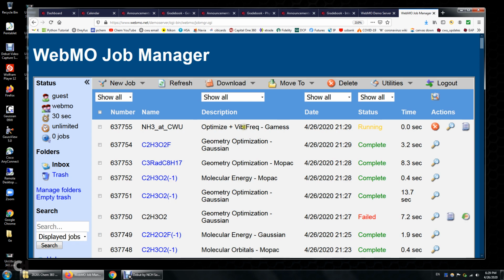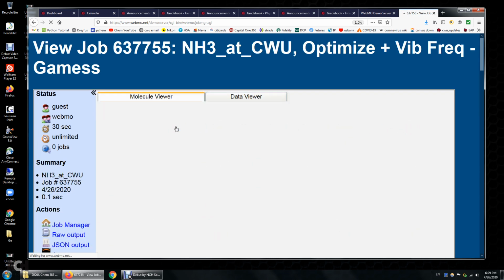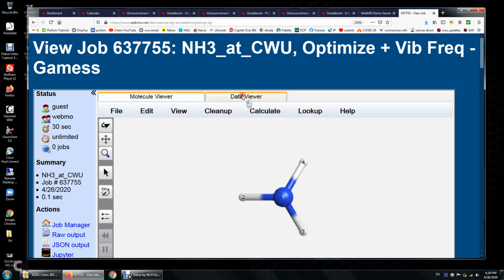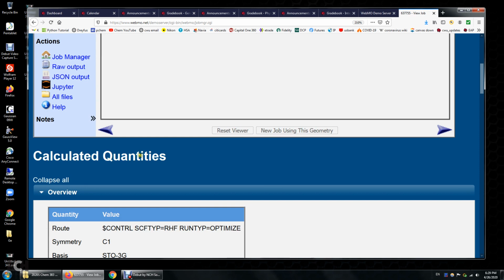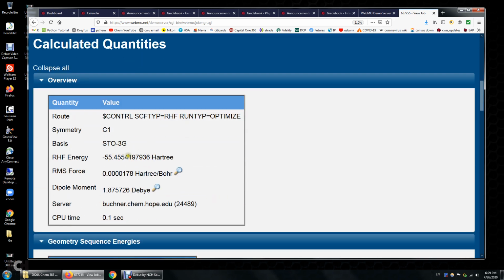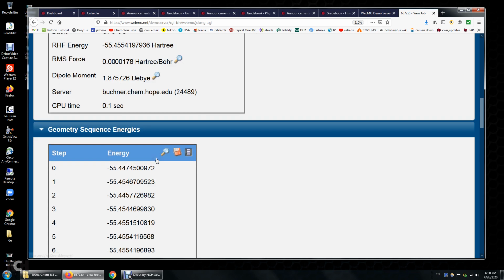File name, optimization, vibrational frequency. We're using a different computational chemistry software. It took only 0.1 second. Click this job. Data viewer. You see nothing, but you just scroll down to see these calculated quantities. Over here, we get the energy. We get the dipole moment. RMS force is the gradient, or energy first derivative.